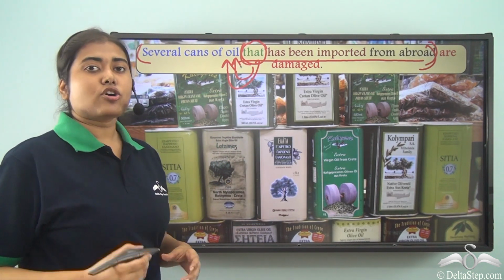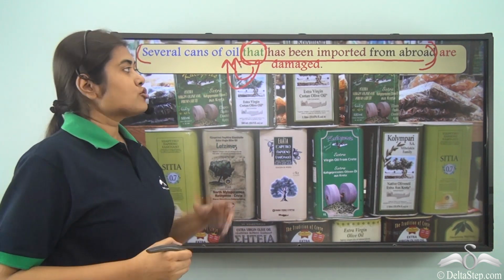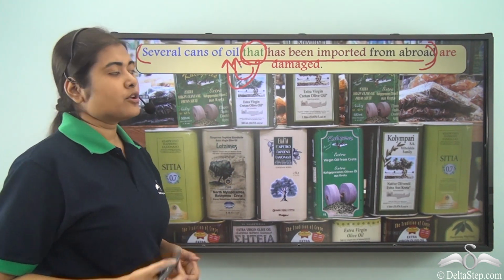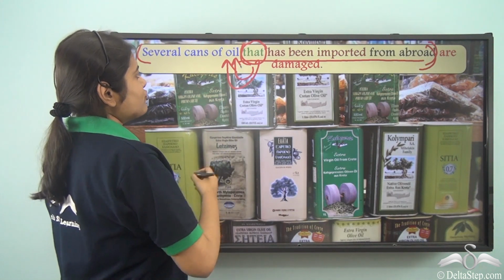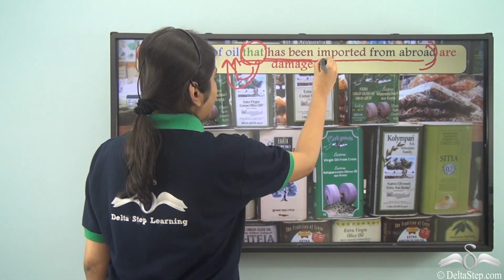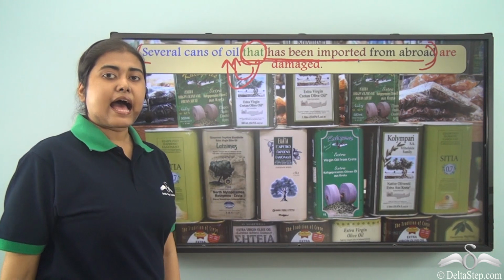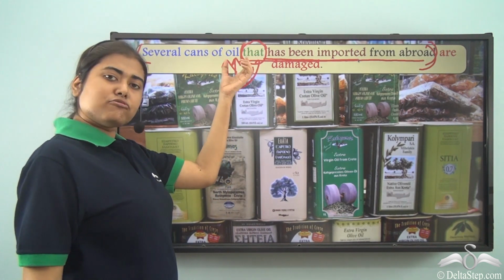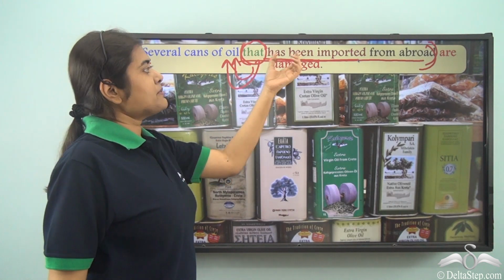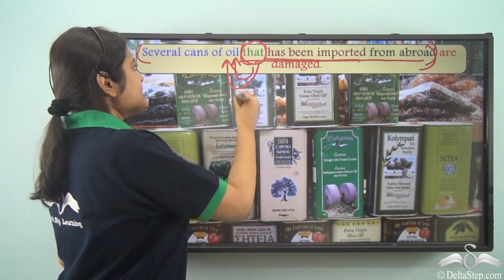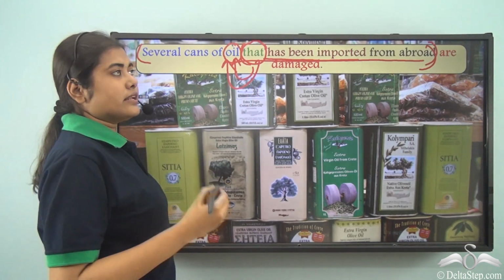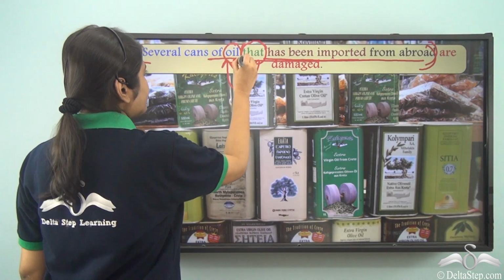Now we know that oil is an uncountable noun. So uncountable nouns are always followed by singular verbs. So in this case too, we see after that we have used a singular verb, has been imported, because that is referring to an uncountable noun. So that has been imported from abroad. This part is describing the noun oil. Now what is it? Of oil.